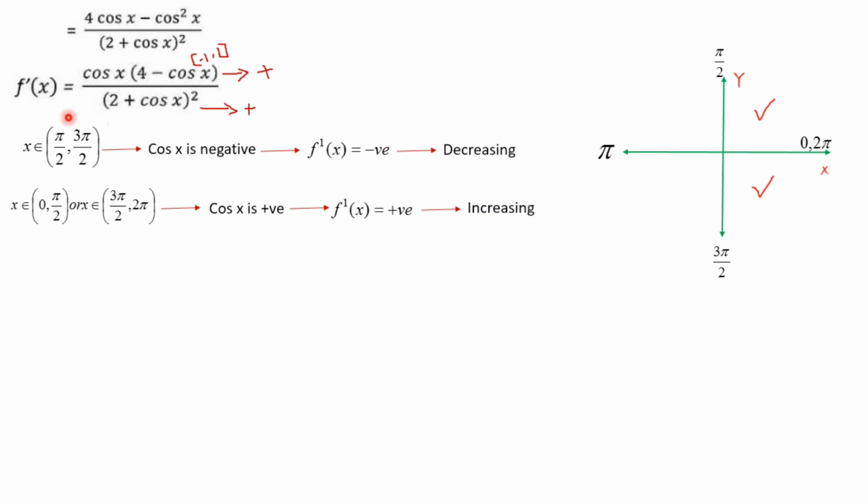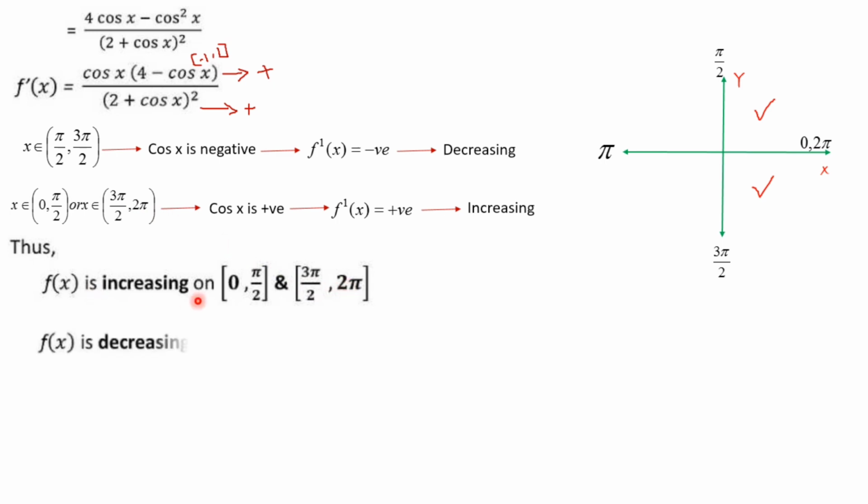So in a very simple way we have determined whether it is increasing or decreasing. Thus we can come to the conclusion that f of x is increasing on these two ranges, that is 0 comma pi by 2 closed interval and 3 pi by 2 comma 2 pi, and f of x is decreasing on the interval pi by 2 to 3 pi by 2.